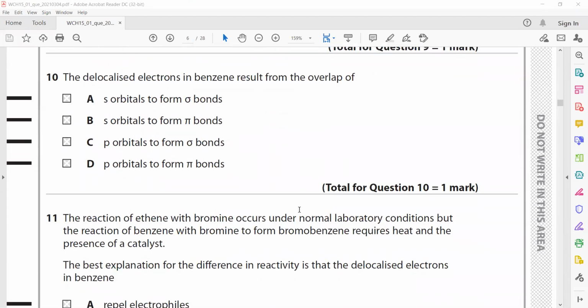The delocalized electrons in benzene result from the overlapping of the orbitals. So when you write the electronic configuration, carbon is forming a bond.